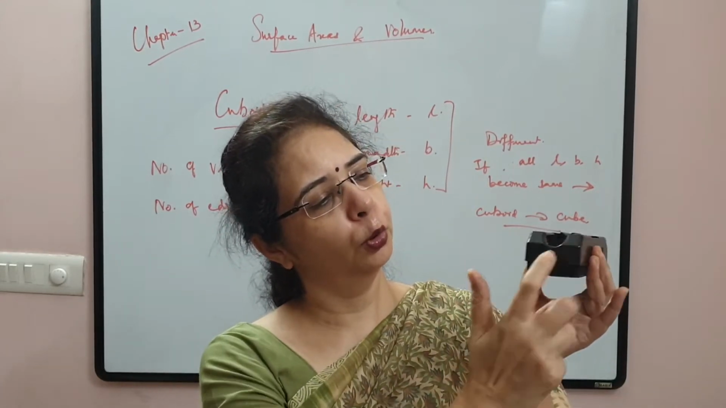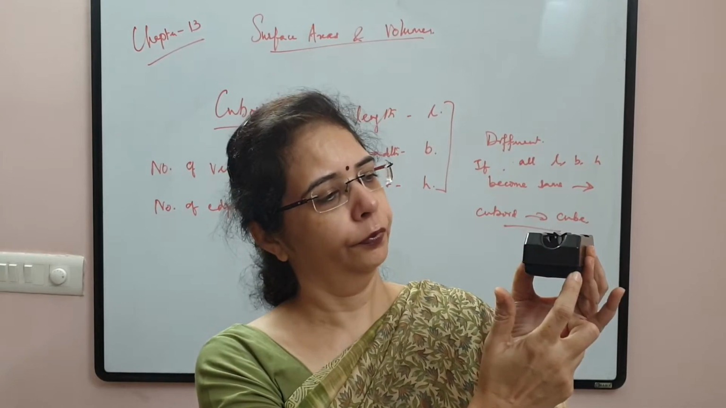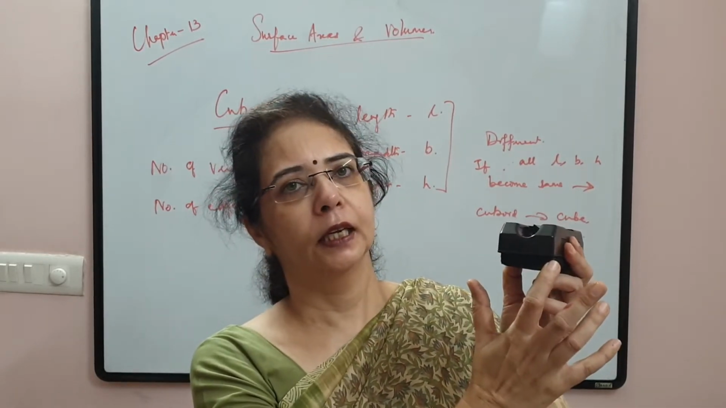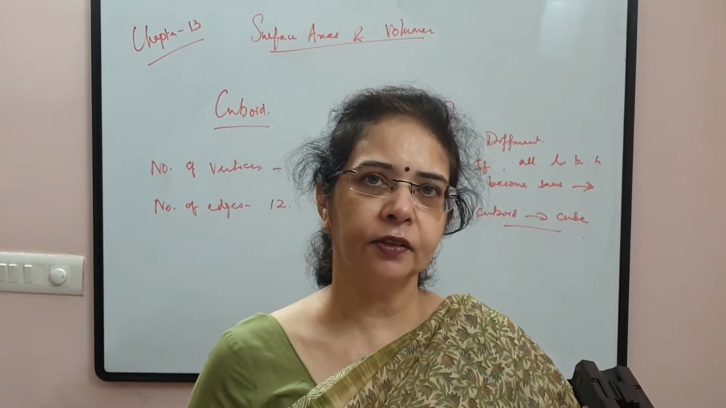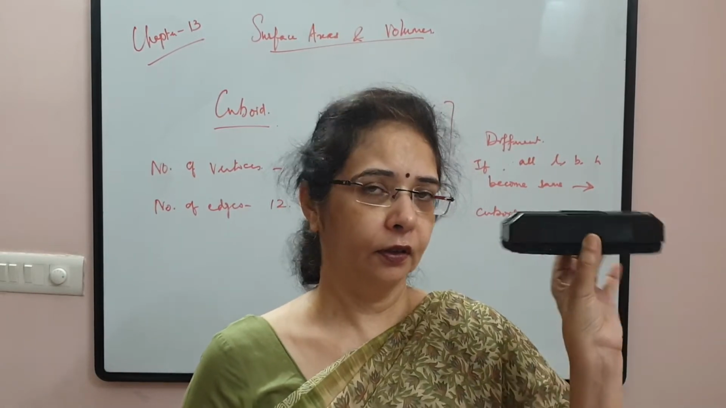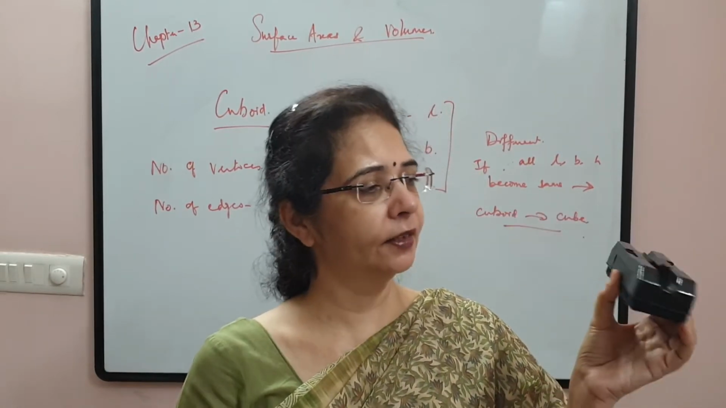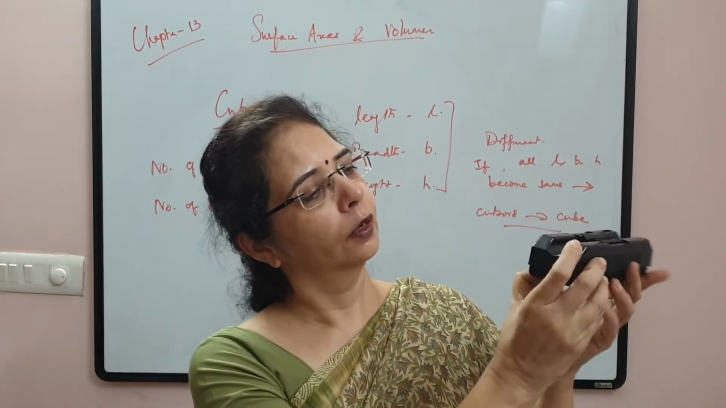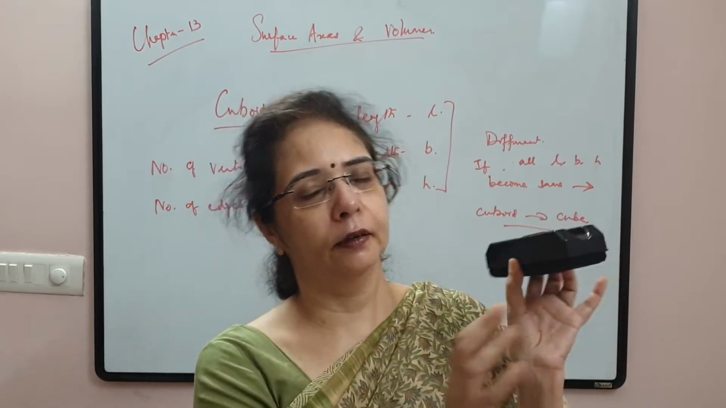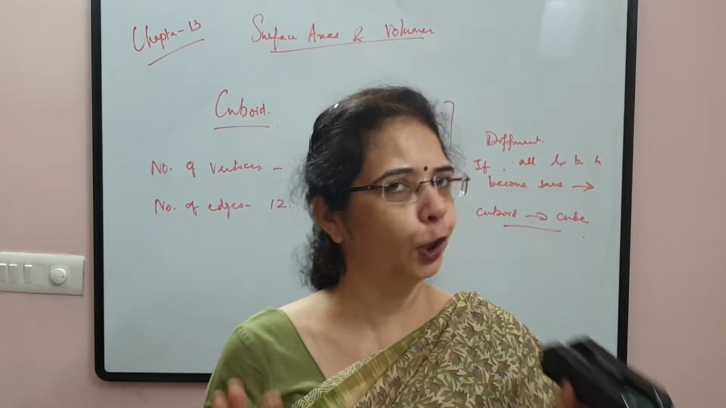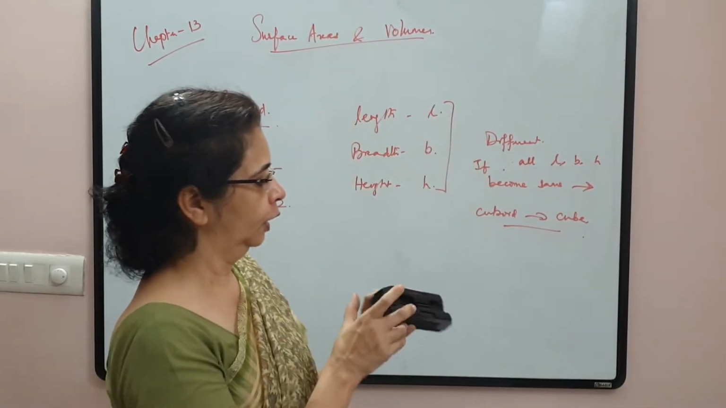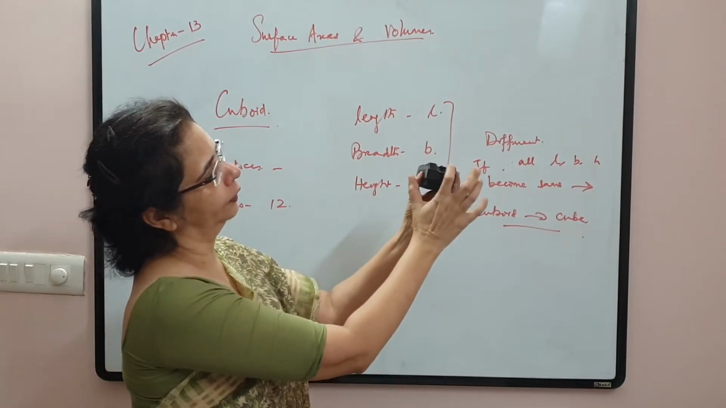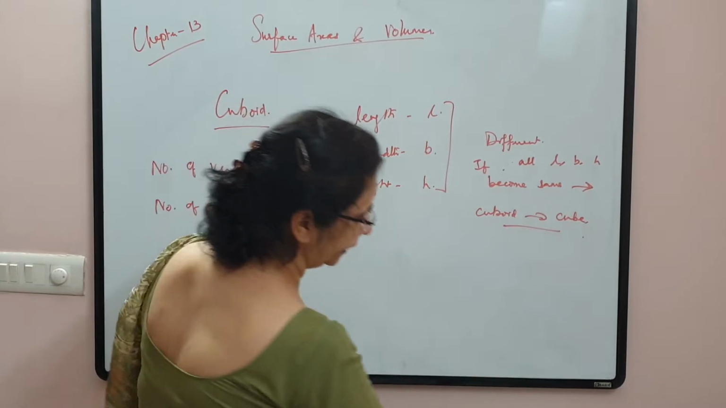1, 2, 3, 4, 5, 6, 7, 8. These are the 8 vertices of a cuboid. What are the 8 vertices? 1, 2, 3, 4, 5, 6, 7, 8. Can you see any other vertices? No, there are no other vertices. So, how many vertices, children? 1, 2, 3, 4, 5, 6, 7, 8. There are 8 vertices.